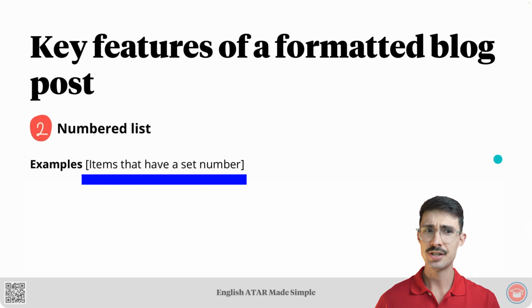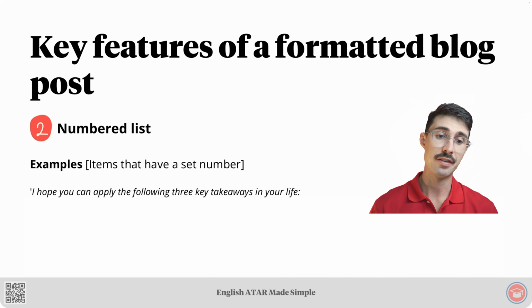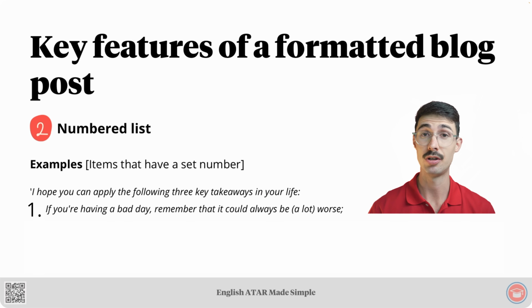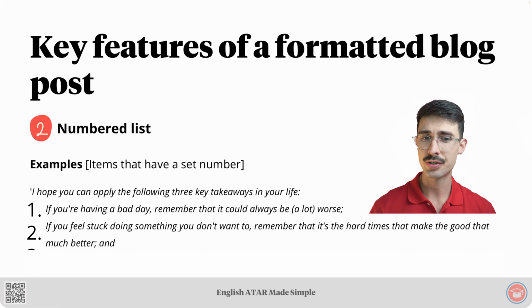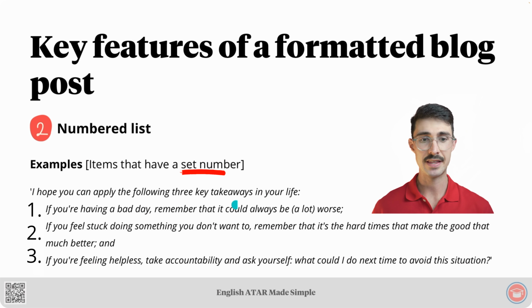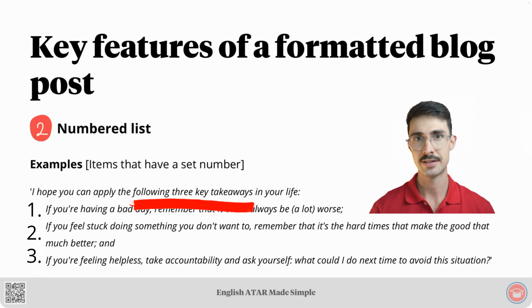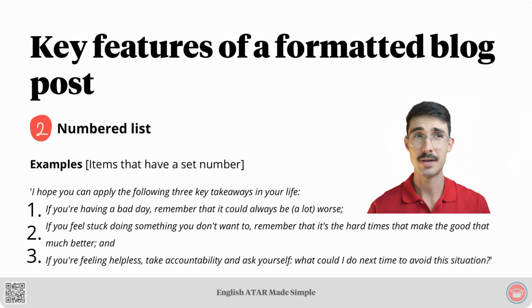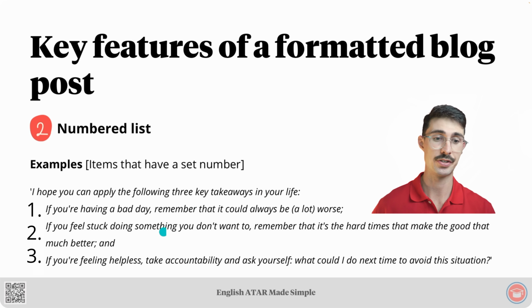The next use case for a numbered list is for items that have a set number. Here's an example. I hope you can apply the following 3 key takeaways in your life. If you're having a bad day, remember that it could always be a lot worse. If you feel stuck doing something you don't want to, remember that it's the hard times that make the good that much better. And if you're feeling helpless, take accountability and ask yourself, what could I do next time to avoid this situation? These items have a set number because I've said in this sentence the following 3 key takeaways. Once again, I could use dot points, but because these items have a set number, it's discrete. I can also use a numbered list and list them 1, 2, and 3 as I've done on the slide.